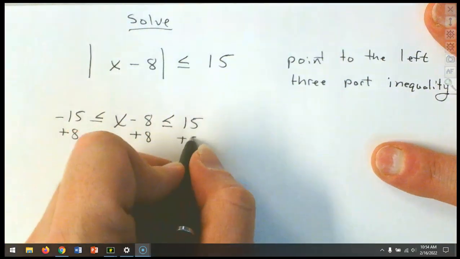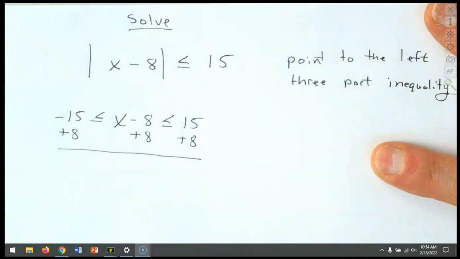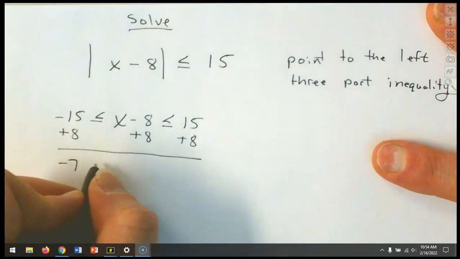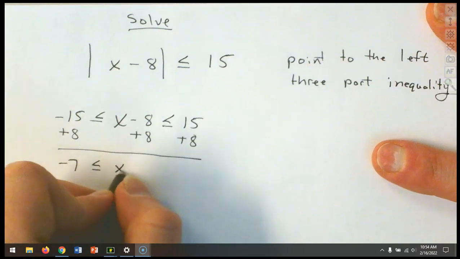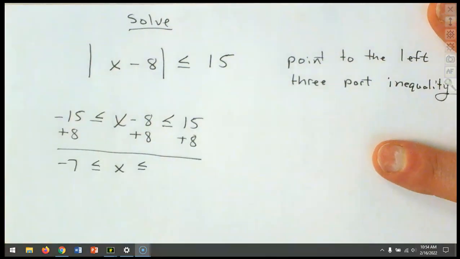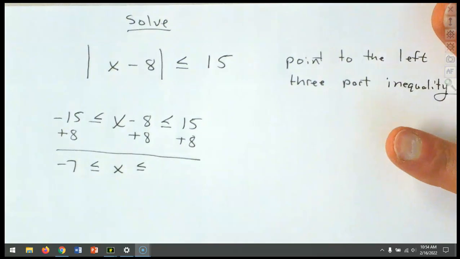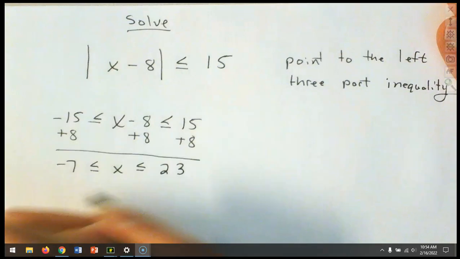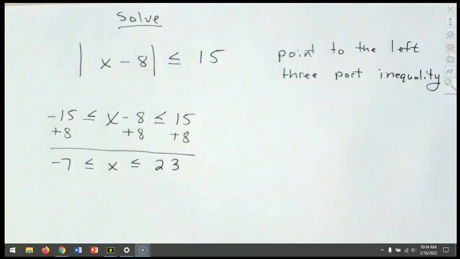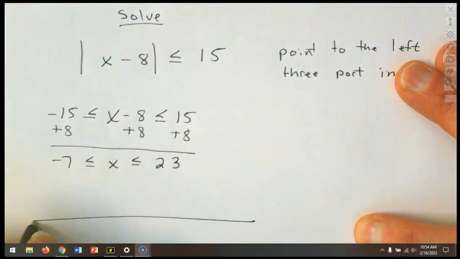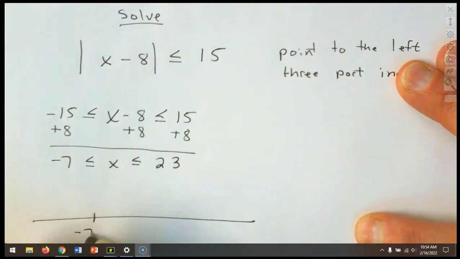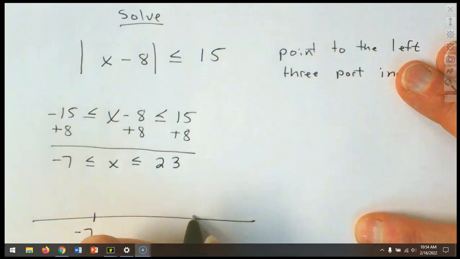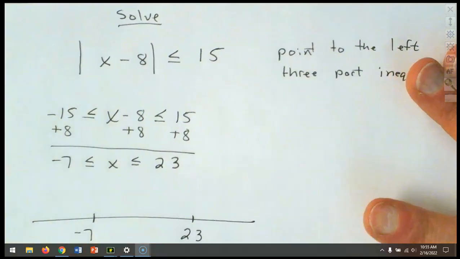We're going to add our 8 over. And now we've got minus 15 plus 8. That leaves you with a minus 7. X stays in the middle. And 15 plus 8, that leaves you with a 23, I believe. Okay. And what is it going to look like? It's stuck between them. On the number line, make sure they're in the right order. Negative 7 is here. Positive 23 is over here.